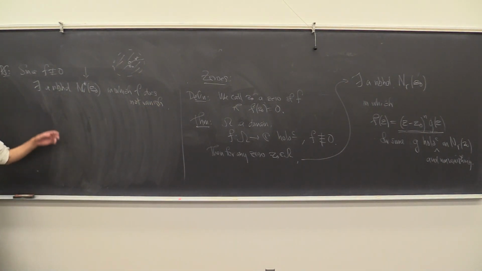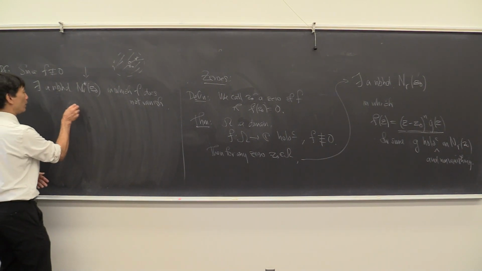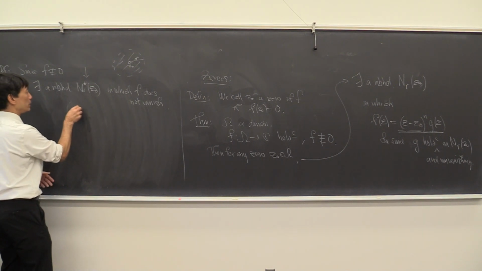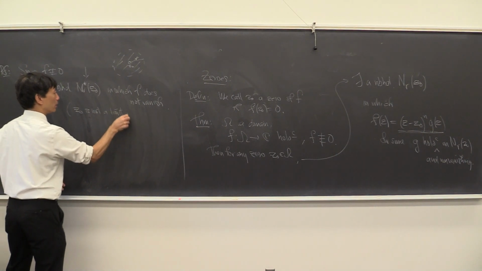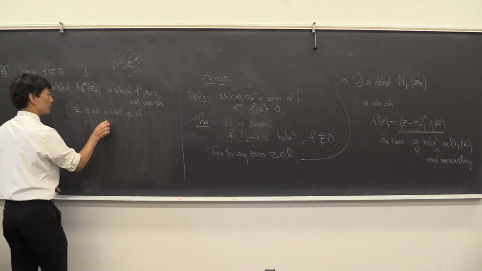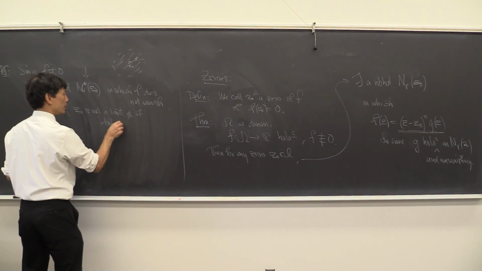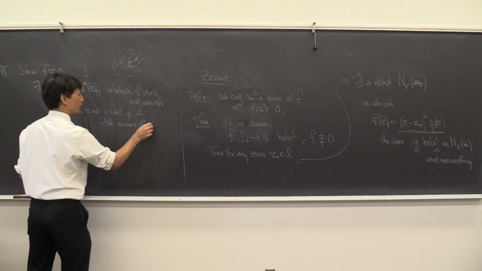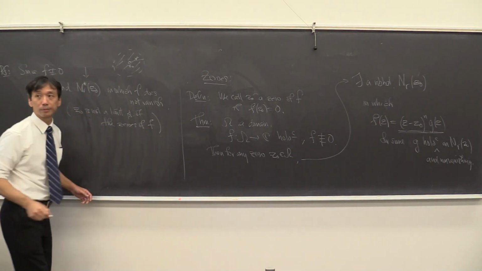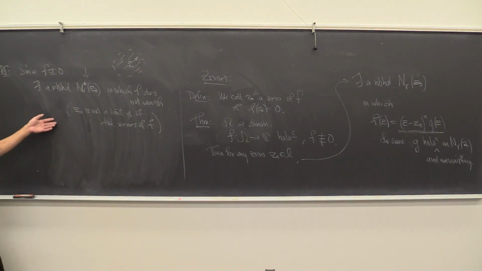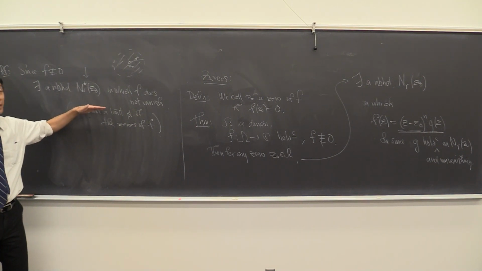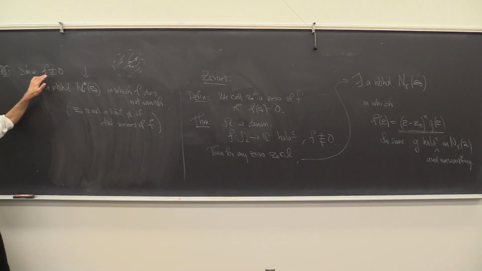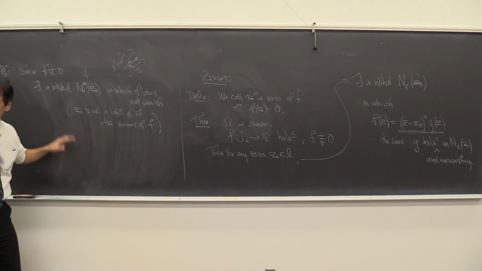Right? In other words, z naught is not a limit point of the set of zeros of f. Because if z naught were a limit point, then that would tell you that your function is 0 everywhere, and we assumed that it wasn't 0 everywhere. Everybody okay? Good.